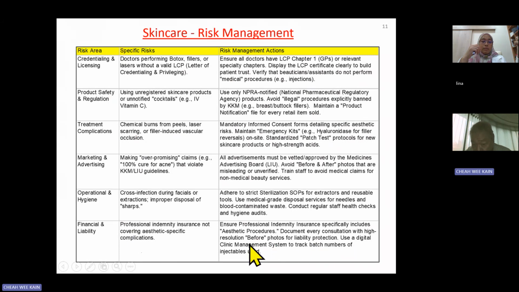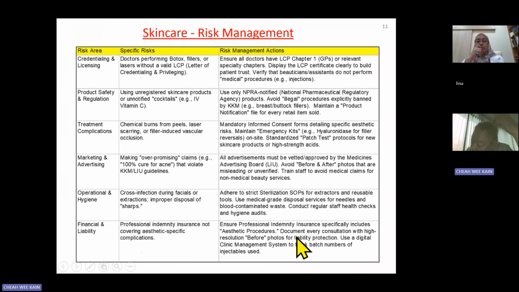Document every consultation with high resolution photos before and after, for liability. Use a digital record. Here is a little bit controversial. If you are doing very advanced skincare, you may have to take a photograph, and here comes the problem. If you take a photograph without their permission, that is without written consent. So in the consent form, one of the paragraphs should say they agree to have the photo taken, because you may have to show proof before and also after. If the client sues you, then you have a big problem.